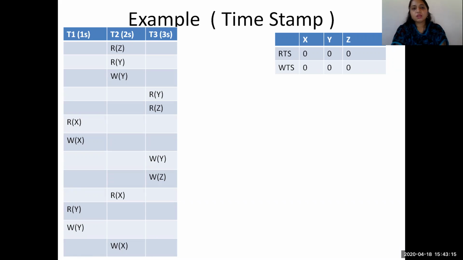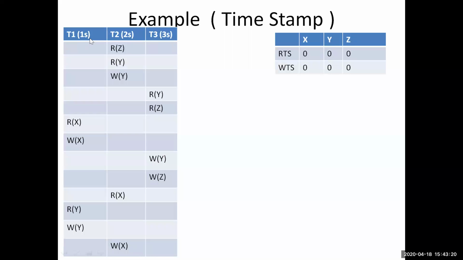Here we have transactions T1, T2, T3. T1 enters the system at 1 second, T2 enters at 2 seconds, and T3 enters at 3 seconds. Initially, I am considering the X, Y, Z write and read timestamp values as 0. The first operation is under T2, that is read of Z.